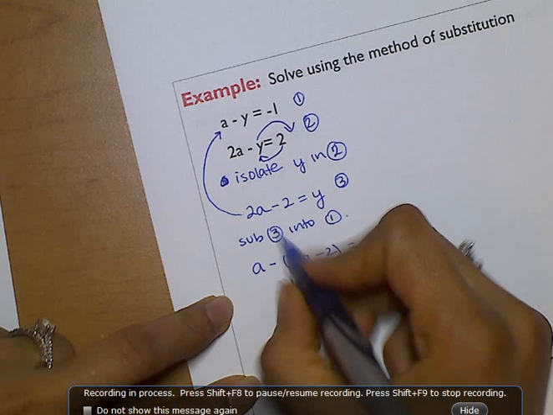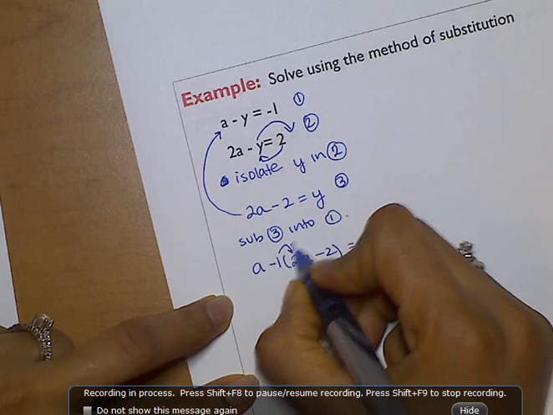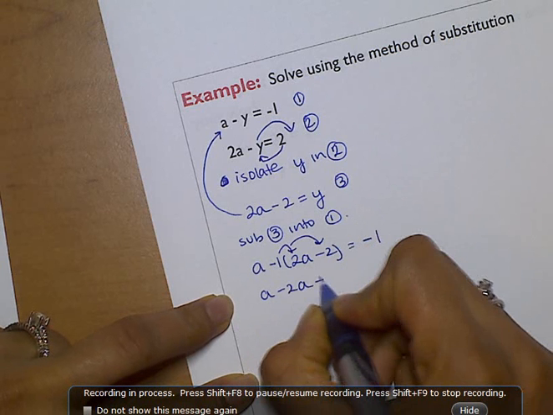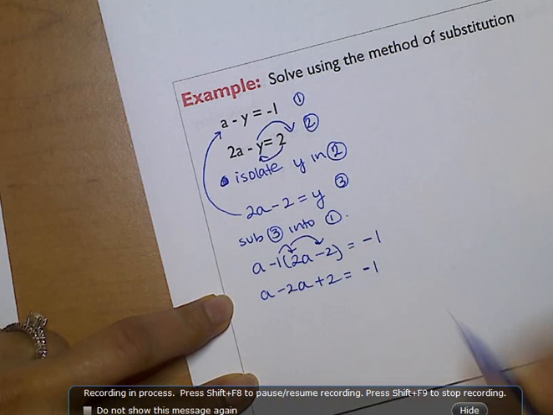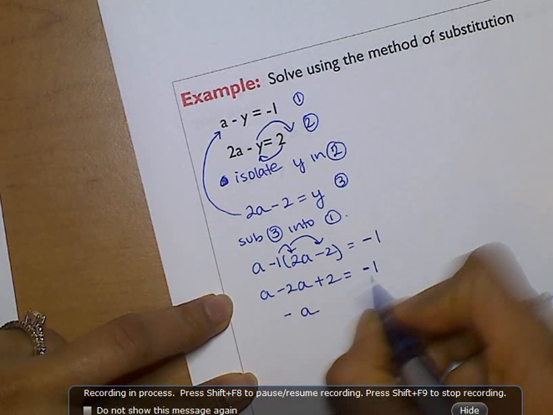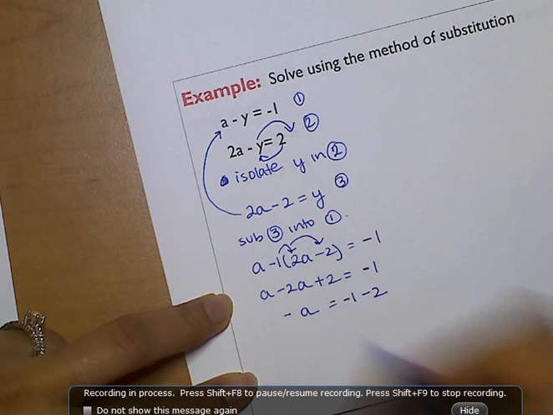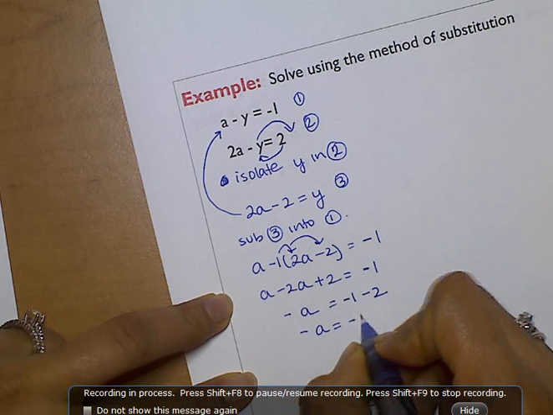That's a negative a. I'm going to move the 2 to the other side. It becomes a negative 1 minus 2. Negative a equals negative 3. You're going to divide both sides. There's technically a negative 1 there, so I'm going to divide both sides by negative 1. I have a equals a positive 3.